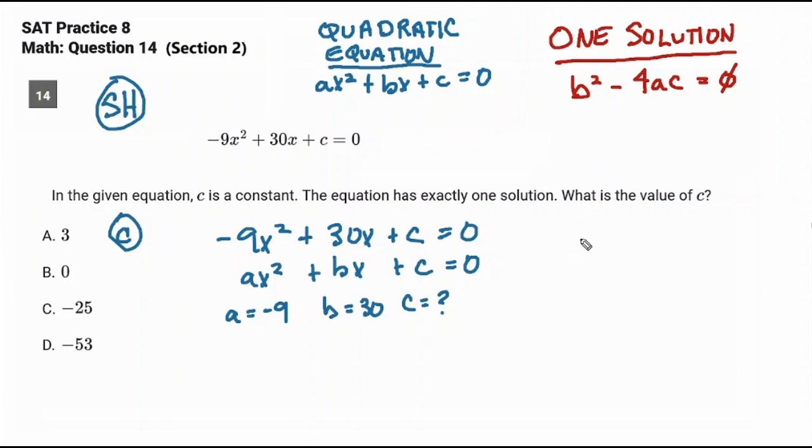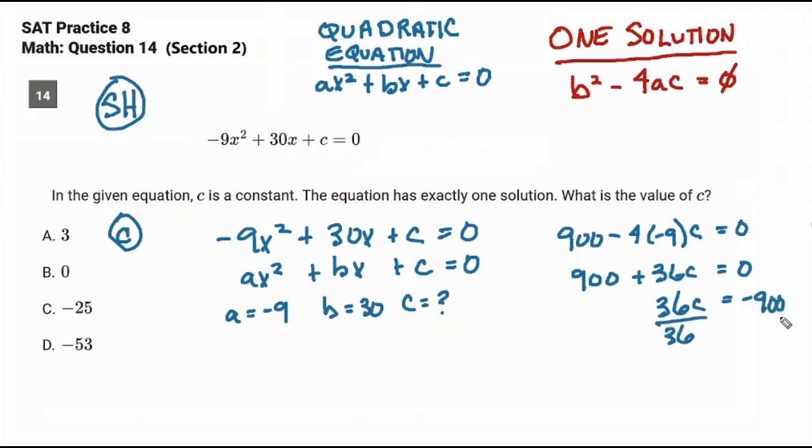What's b squared? Don't be afraid to put that in your calculator. It's 900. This part's going to trip people up just because negatives trip people up. It's negative 4 times negative 9 times c equals 0. So 900 is this plus or minus? It's plus 36c equals 0. So now it's just algebra. Couldn't be easier. 36c equals negative 900. Going to divide both sides by 36. Obviously, calculator math, negative 25.